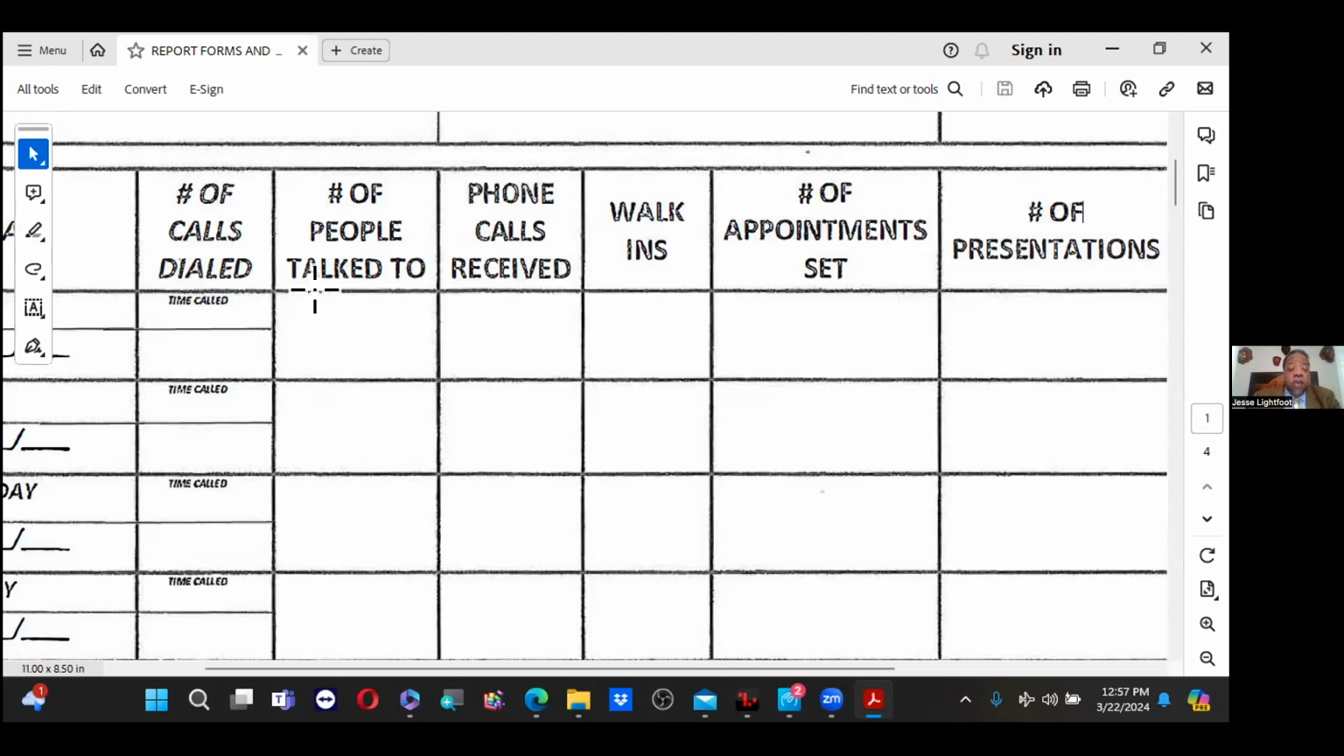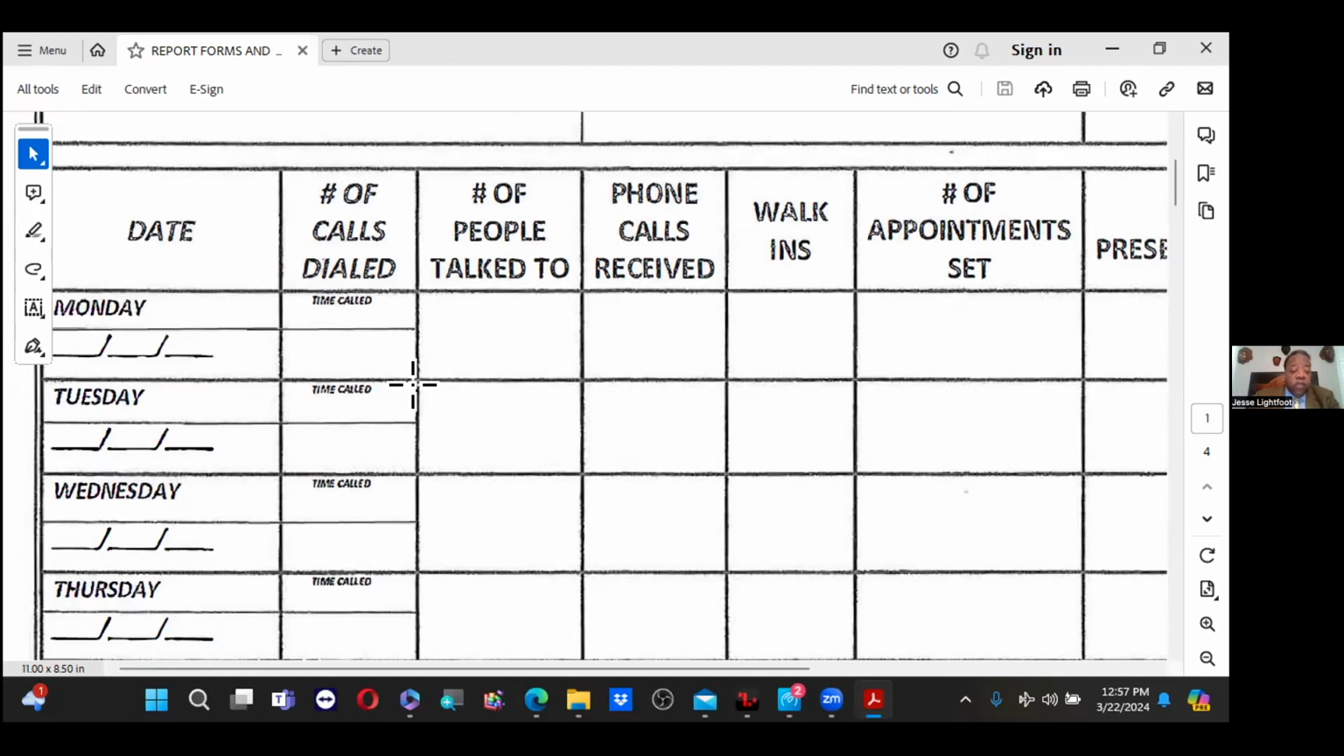Then the next area, you want to know the number of people you talked to. You put that number in here. The best way to do that is to use tick sheets. Tick, tick: 1, 2, 3, 4, cross. 1, 2, 3, 4, cross. And 5 bundles. So you find out the number of people talked to, and then the number of appointments set, and the number of presentations. Okay.